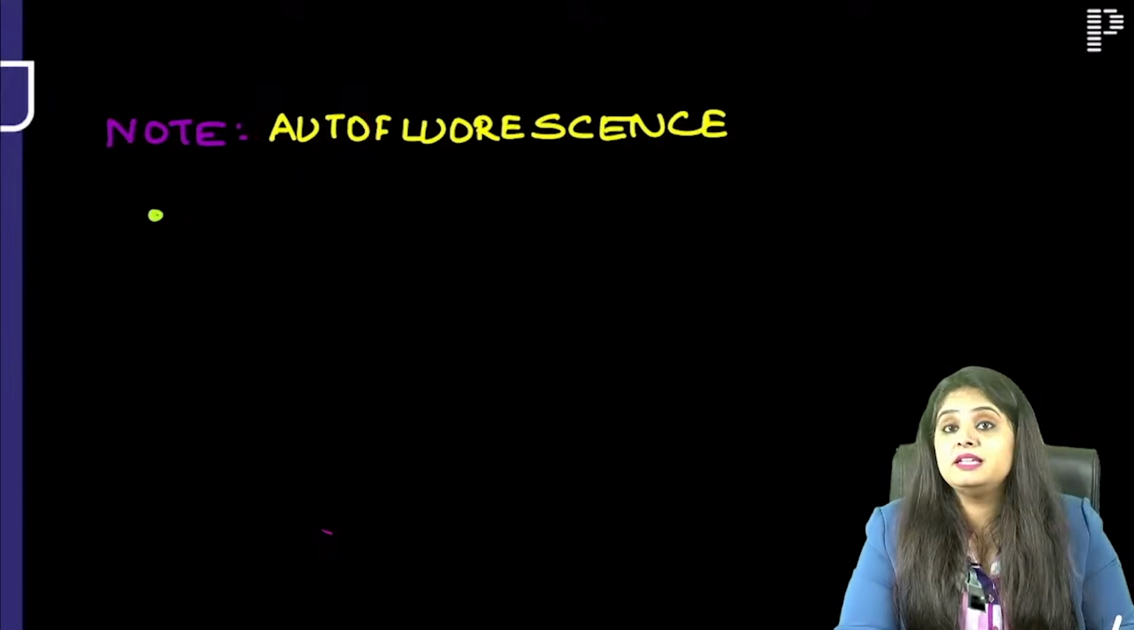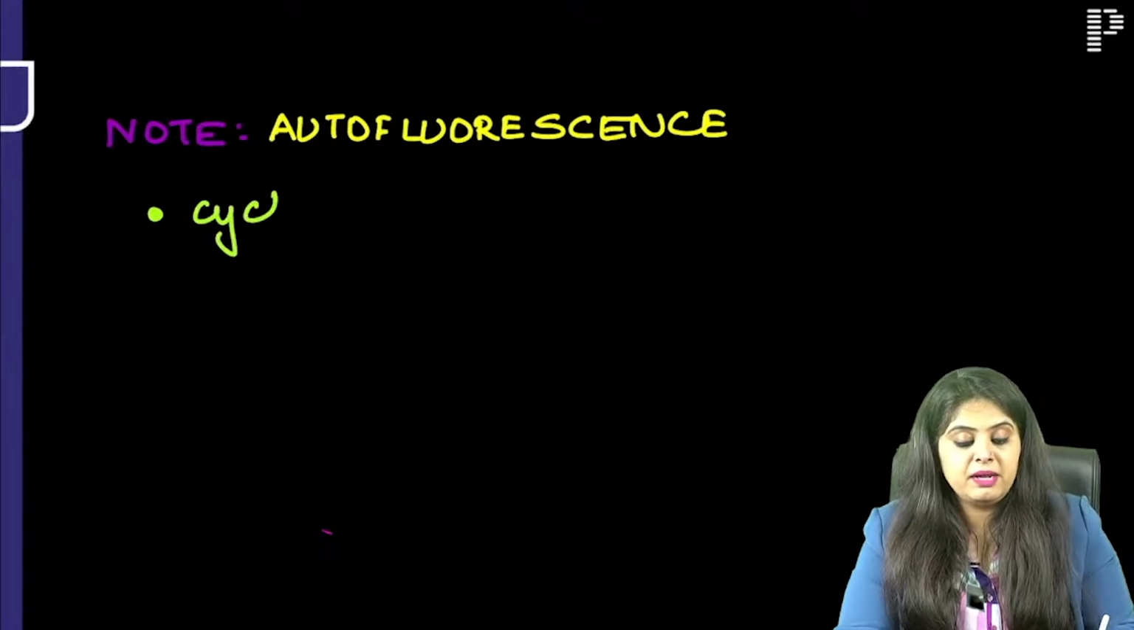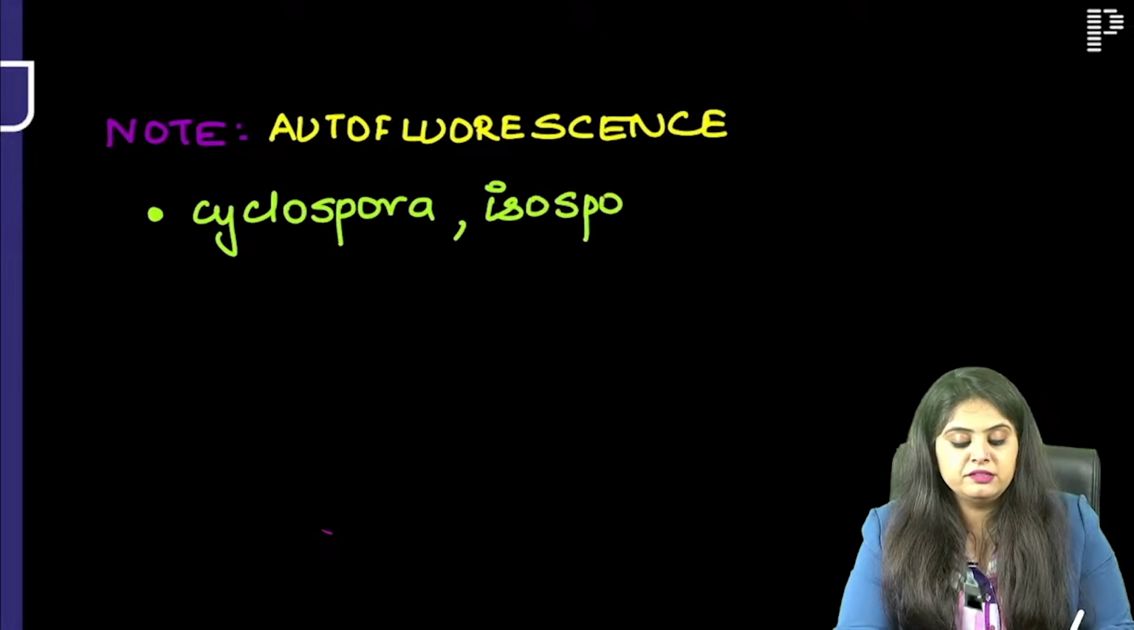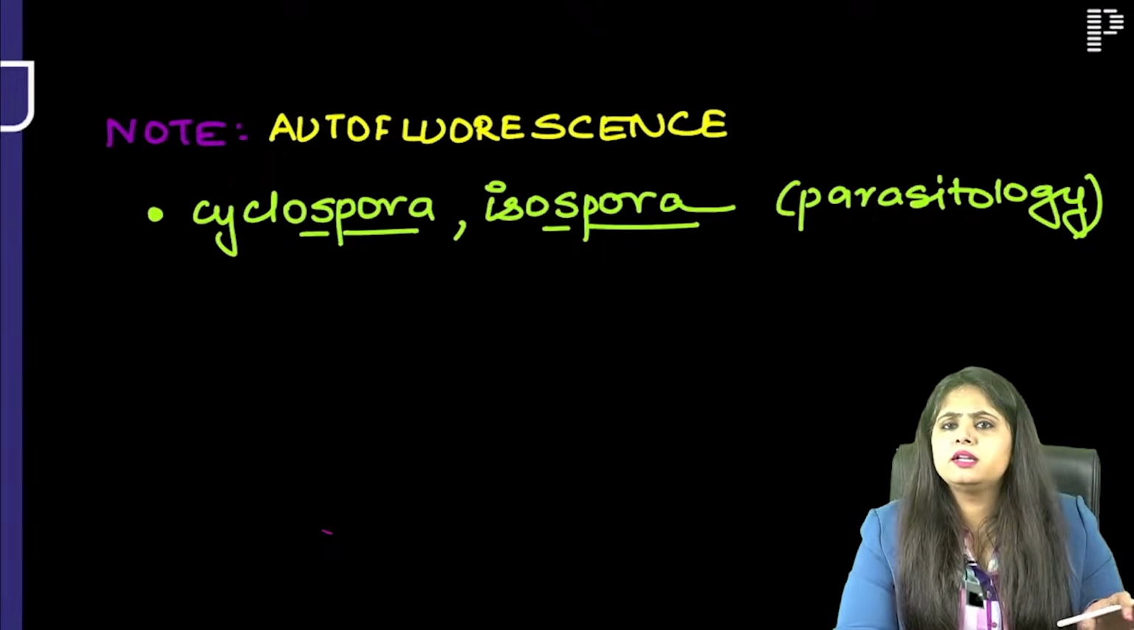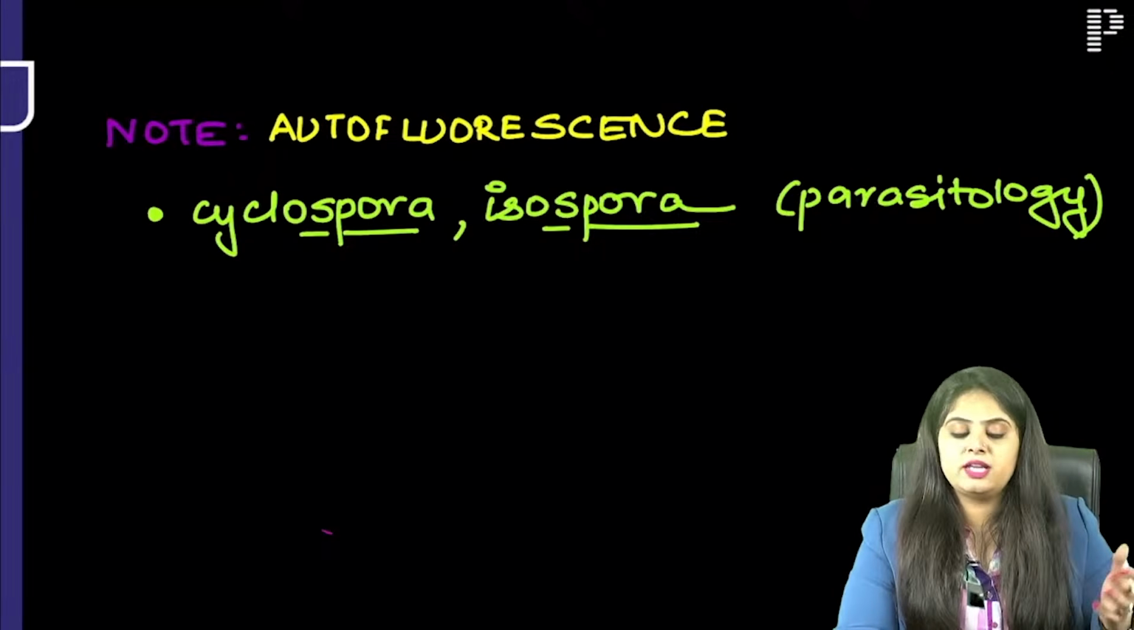So this is not a bacteria, it's actually a parasite by the name of Cyclospora and Isospora. The spora brothers show autofluorescence. Cyclospora and Isospora. If you've not read about it, never mind, you will be studying it with me under parasitology. Isospora, Cyclospora, you don't add any color, on their own you will see they are shining.